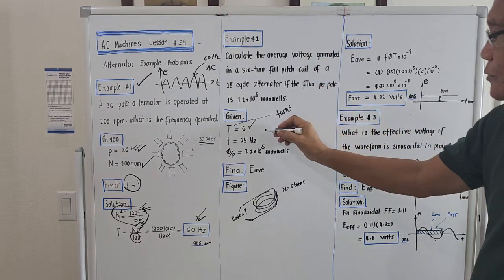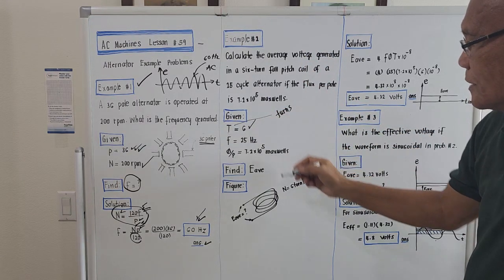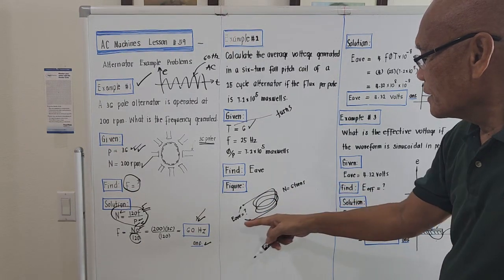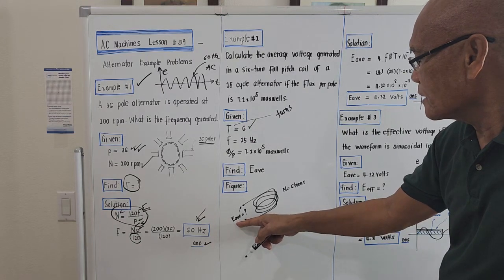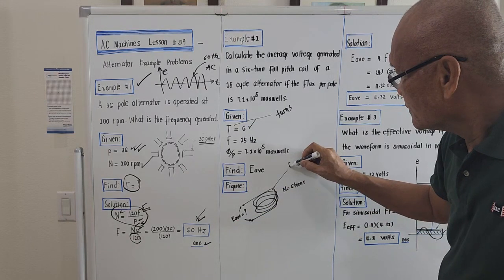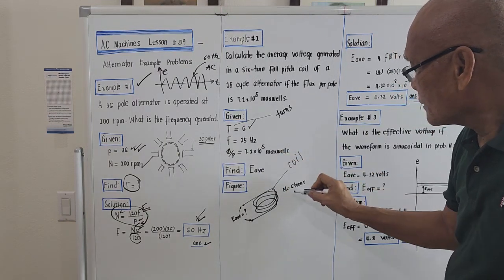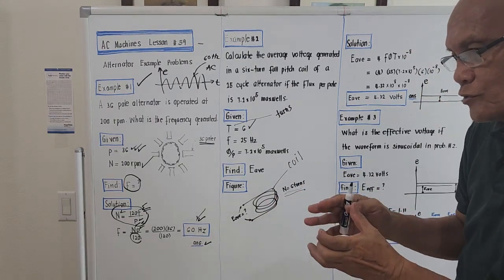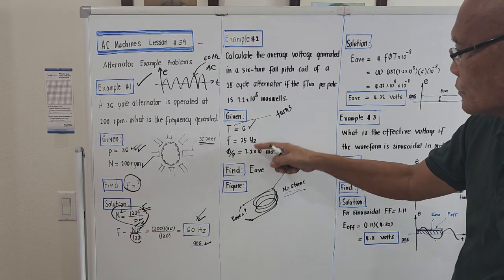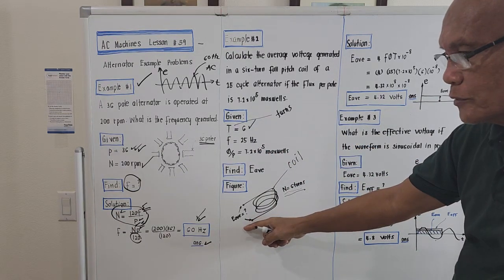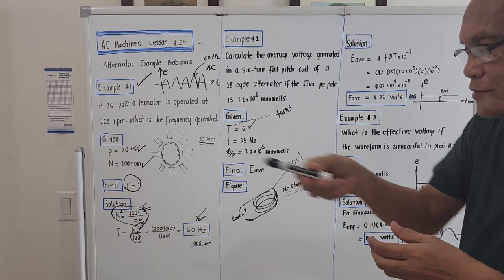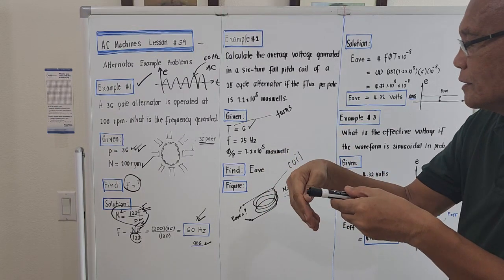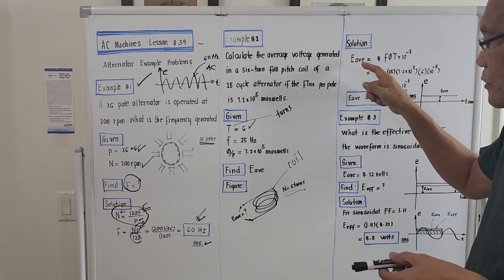So for the given problem, the total number of turns per coil is 6 turns. So we got a coil here, 6 turns. The problem is asking what will be the average voltage generated, and this is a coil containing 6 turns. What will be the generated voltage if we expose this to a magnetic flux of 7.2 times 10 to the 5 Maxwells? Flux is going out. We rotate this number of turns. The problem is asking for the value of the average voltage generated.